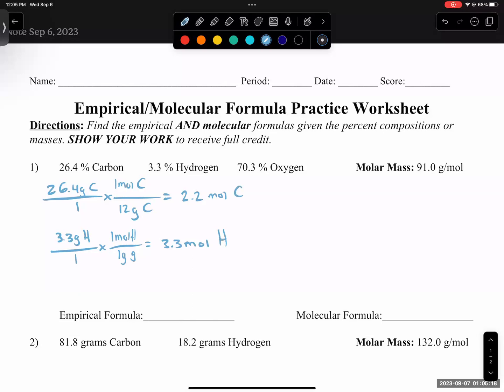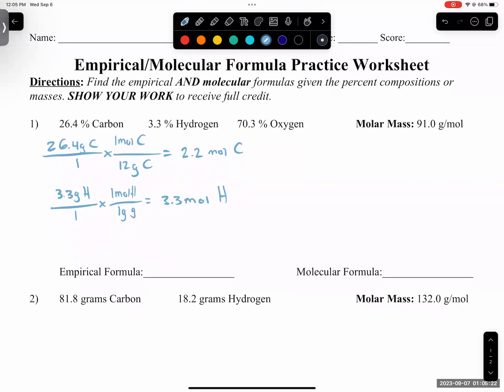And then we'll do the last one, which is 70.3% oxygen. So if we have our 100-gram sample and it's 70.3% oxygen, that means we just have 70.3 grams of oxygen. Divide that by our molar mass of 16 grams per mole of oxygen. And we will get a number, 4.394. I just rounded the last one. 4.394, perfect. And that's moles of oxygen.